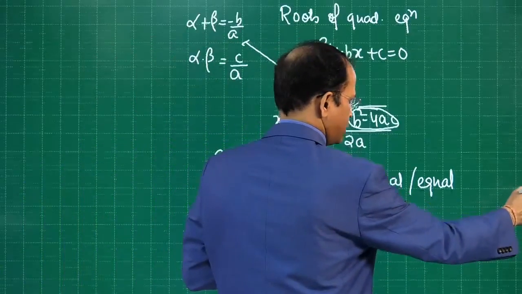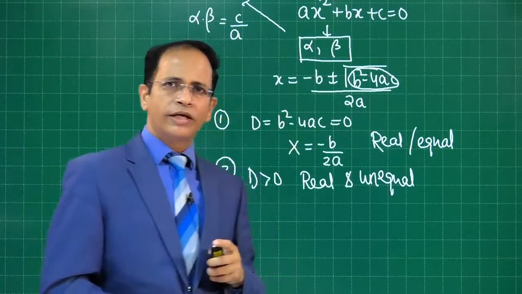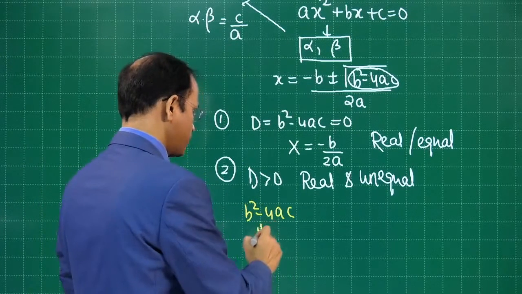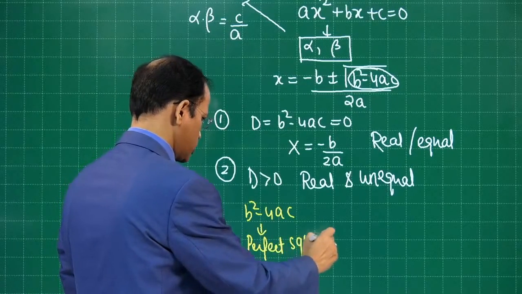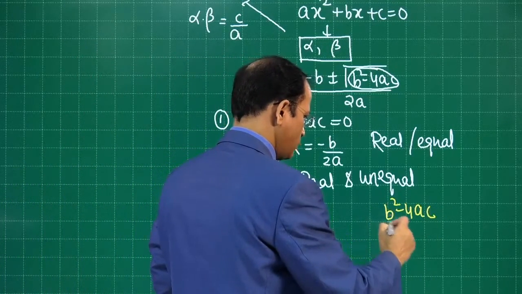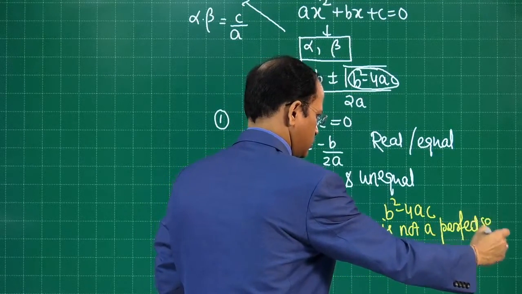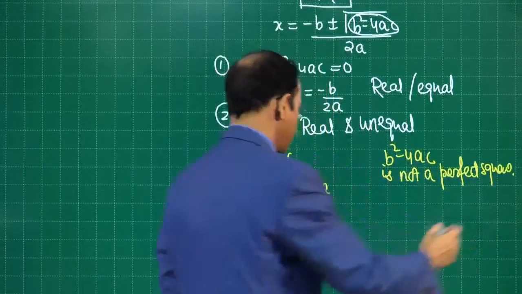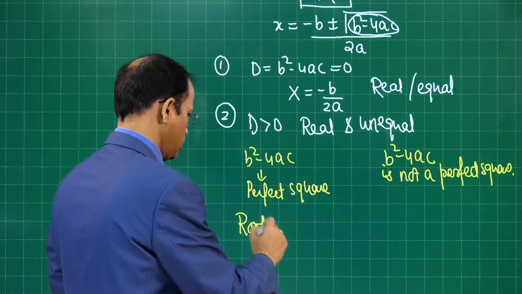So that is a very interesting thing which comes now. See, so here what happens? b square minus 4ac may be a perfect square, right? Or b square minus 4ac is not a perfect square, students. So what is the difference? If it is a perfect square, then the roots are rational.